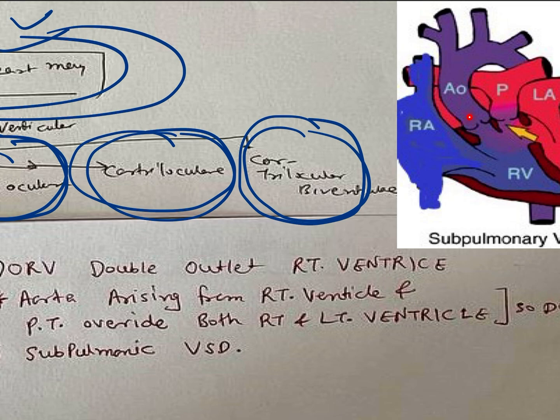It means the right ventricle is having two outlets, one aortic outlet and one pulmonary outlet. This double outlet right ventricle means the aorta is arising from the right ventricle. We are aware that the aorta arises from the left ventricle, but in this Taussig-Bing, the aorta is arising from the right ventricle, and the pulmonary trunk shifts comparatively toward the left ventricle. This pulmonary trunk overrides both the right and left ventricle, hence double outlet right ventricle. And this pulmonary trunk has a subpulmonic VSD too.